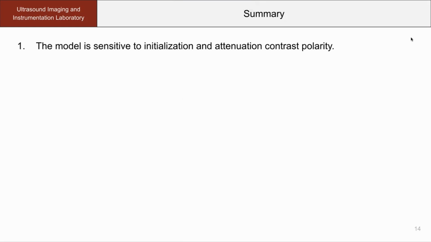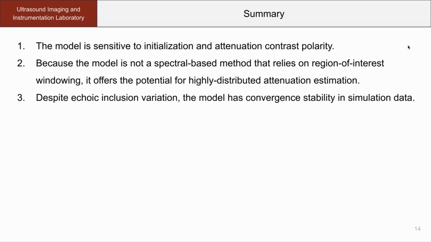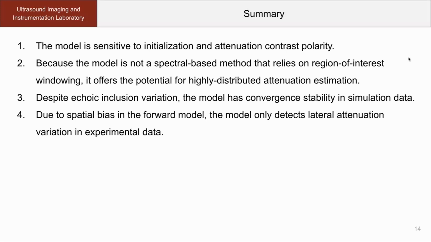In summary, the model is sensitive to initialization and attenuation contrast polarity. Because the model is not a spectral-based method that relies on region of interest windowing, it offers the potential for highly distributed attenuation estimation. Despite echoic inclusion variation, the model has convergence stability in simulation data. Due to spatial bias in the forward model, the model only detects lateral attenuation variation in experimental data.